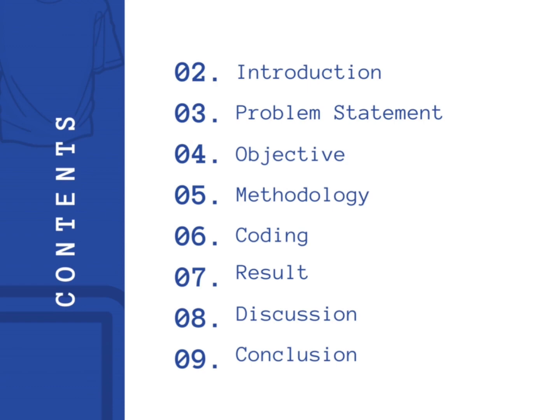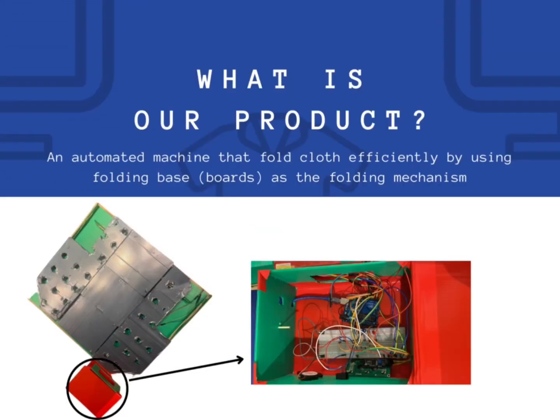Our video consists of introduction, problem statement, objective, methodology, coding, result, discussion, and last is the conclusion. What is our product? Our product is an automated machine that folds clothes efficiently by using a folding base board as the folding mechanism. As you can see in the picture, these are the features of our folding machine.